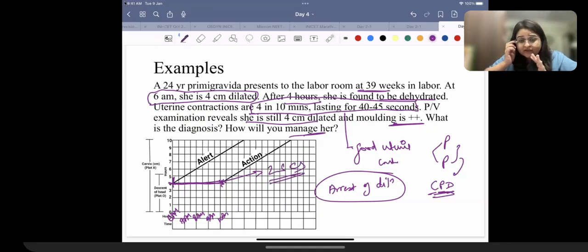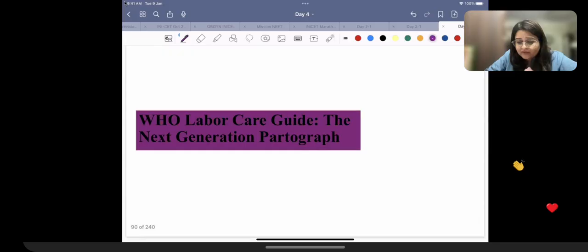Okay? So you need to understand that once it crosses the alert line, you have to be careful and look for corrective measures. But once it has crossed the action line, then you have to take immediate corrective measures and deliver by the best way, which is a cesarean section. Okay? But now things have changed. So now I'm going to make it more confusing for you.